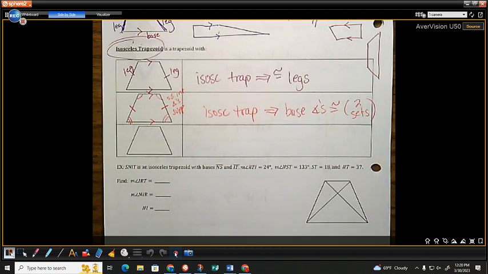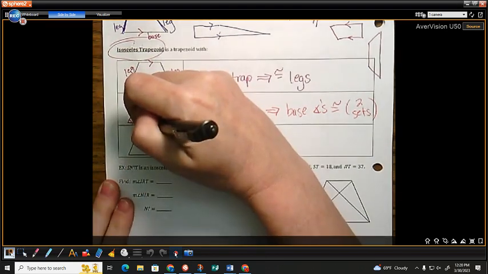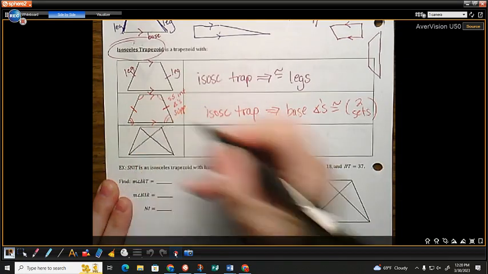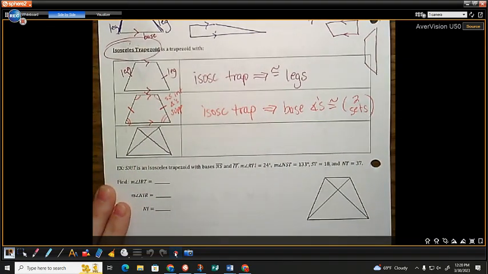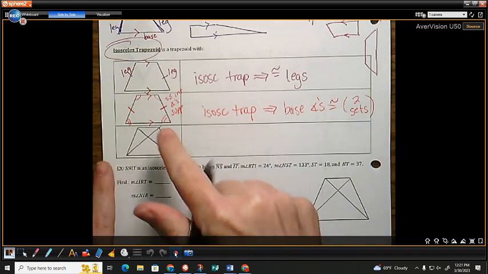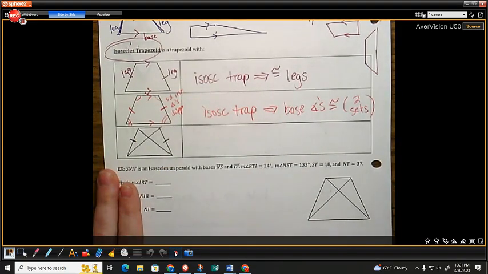But wait, there's one more. Draw the diagonals in this last one. Diagonals, remember, go to non-consecutive vertices. This is isosceles, so these are congruent.